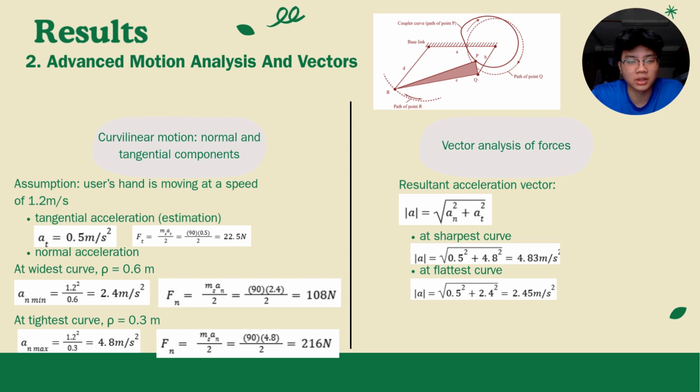So we need to calculate the resultant acceleration vector. At the sharpest curve, we take the maximum acceleration, which is 4.8 meters per second squared, and calculate the resultant, which gives us 4.83 meters per second squared. As for the flattest curve, we take the minimum acceleration, which is 2.4 meters per second squared, and calculate the resultant, which gives us 2.45 meters per second squared.